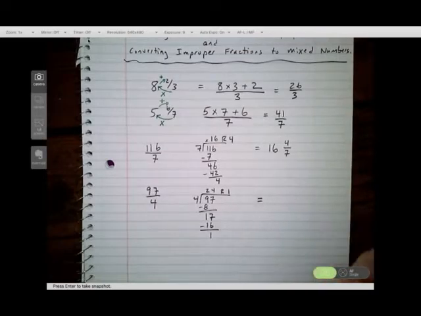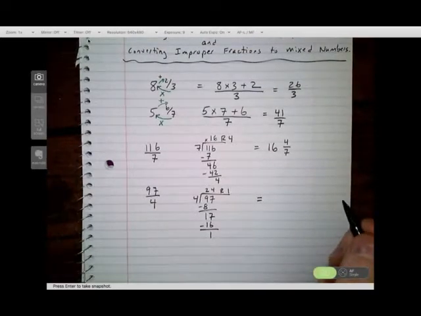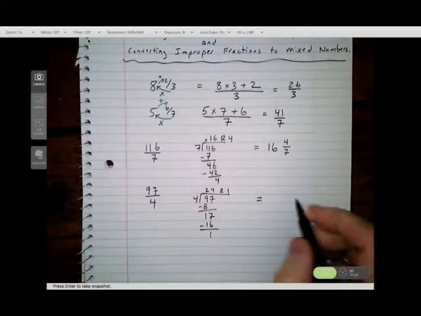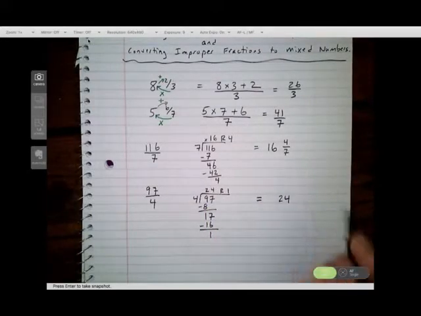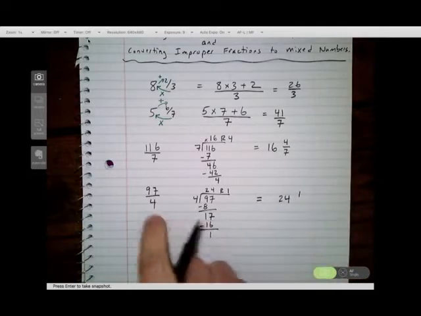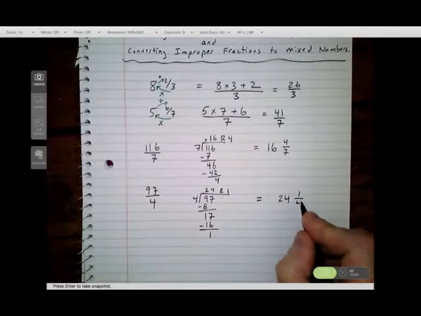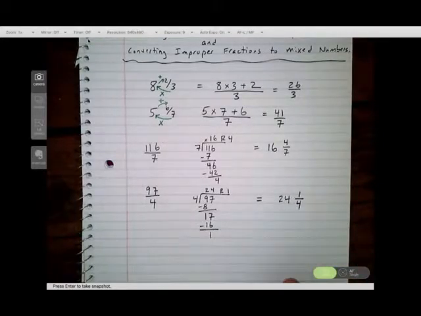Okay, so we're going to change that into the following mixed number. Again, our quotient, or this answer here, is the whole number in our answer, so 24. Our remainder is the numerator, and our denominator in the original problem is our denominator in our fraction. So 97 fourths is 24 and a quarter.